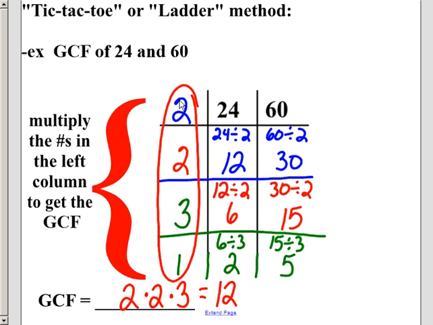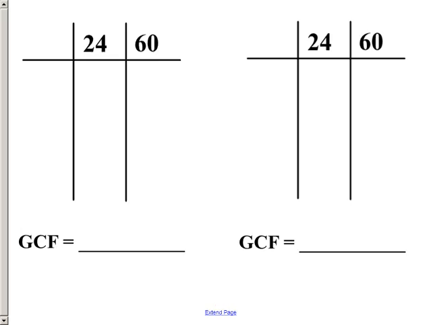Now you might be thinking, I get it, I'm with you. However, I would not have started by dividing 24 and 60 both by 2. I might have started with something else. So maybe you would have started with 6. And that's okay. 24 divided by 6 is 4. 60 divided by 6 is 10.